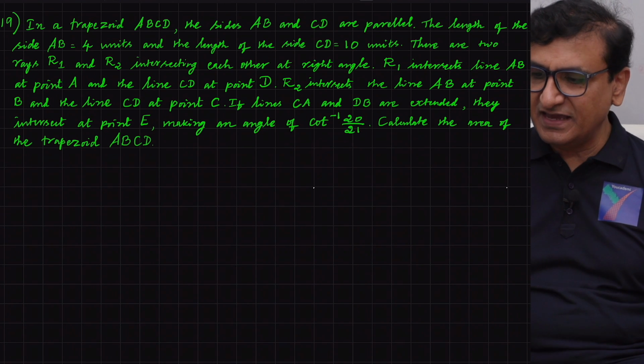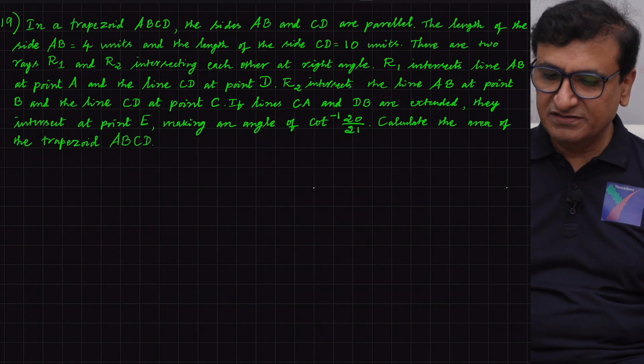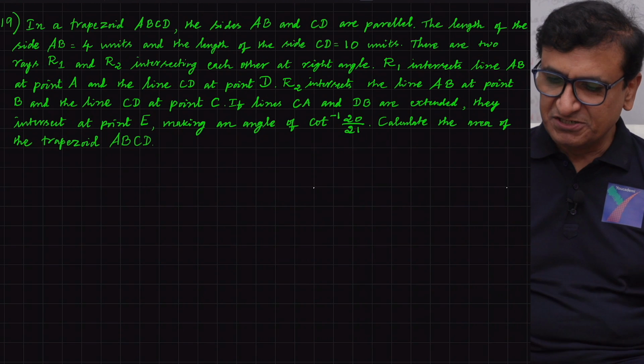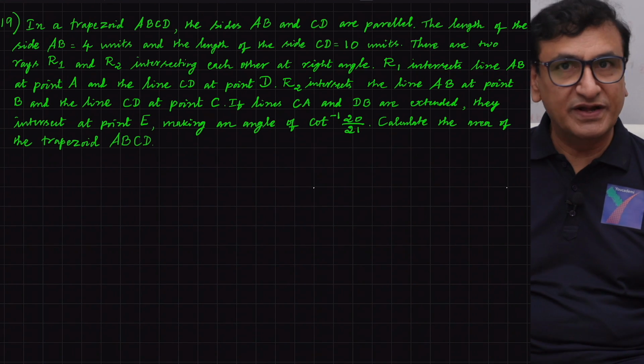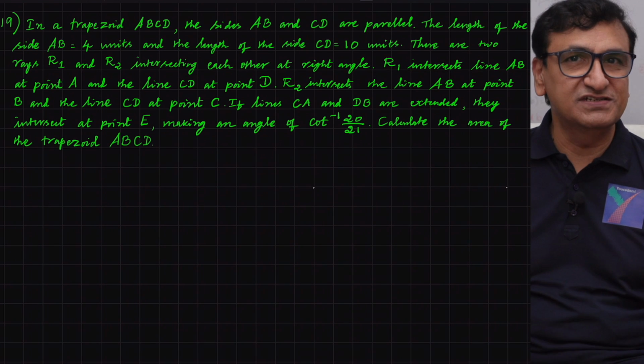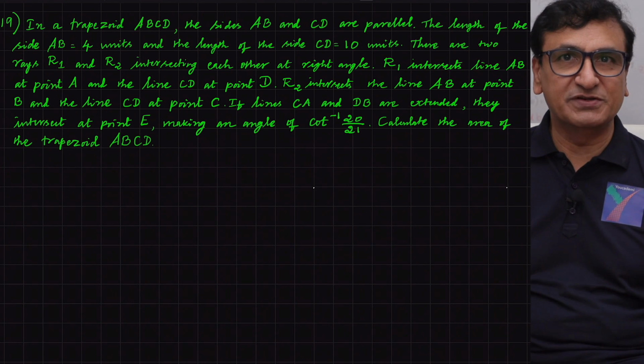If the lines CA and DB are extended, they intersect at point E, making an angle of cot inverse of 20 by 21. The question is, calculate the area of the trapezium ABCD.